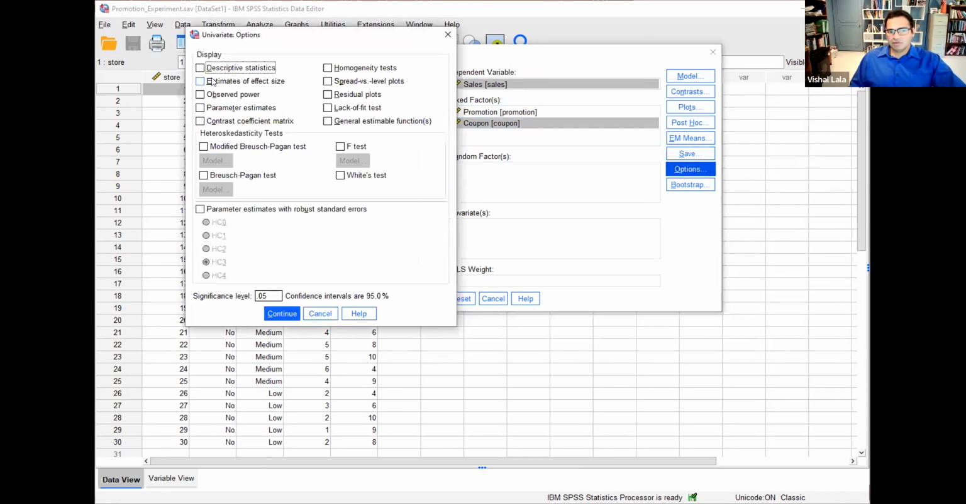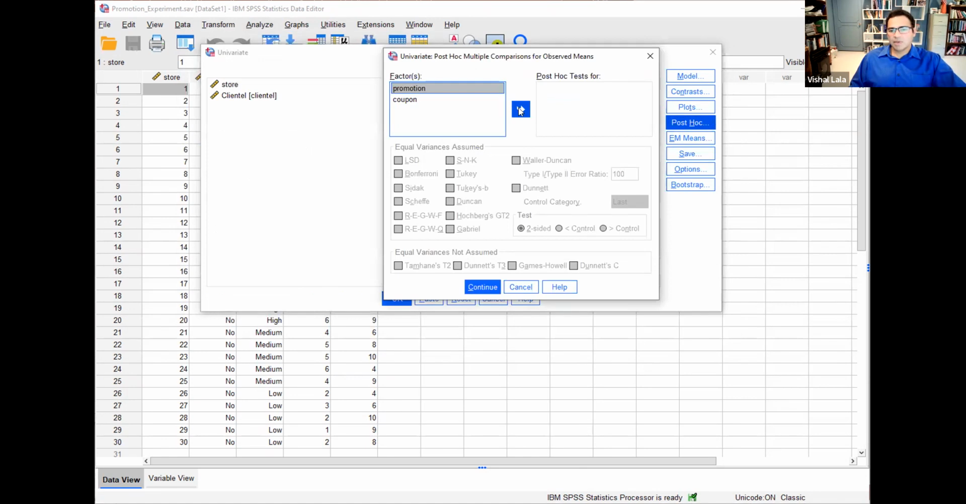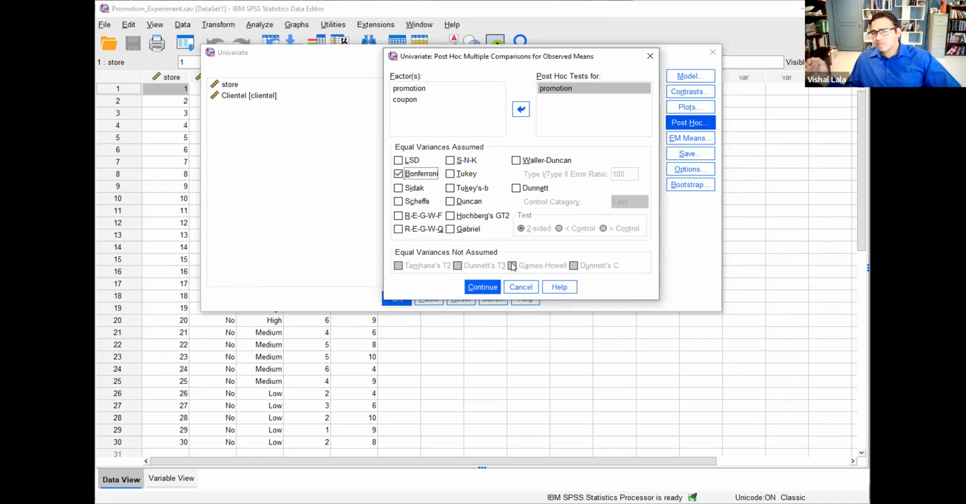I'll check a few boxes for descriptives, effect size, and homogeneity tests. And lastly, ask for post-hoc tests, but only for the 3-group factor. As a rule of thumb, you only need to conduct post-hoc tests if you have more than 2 levels in a factor.